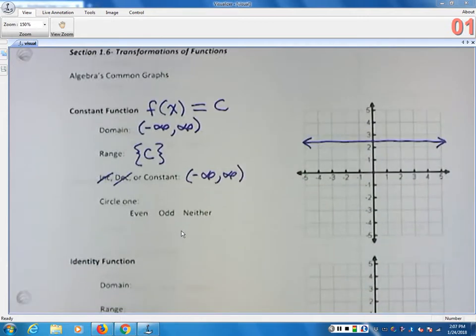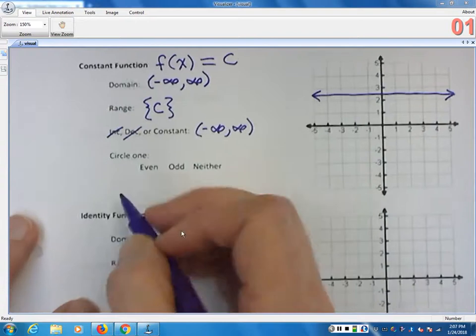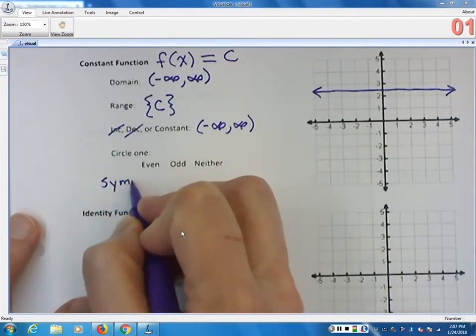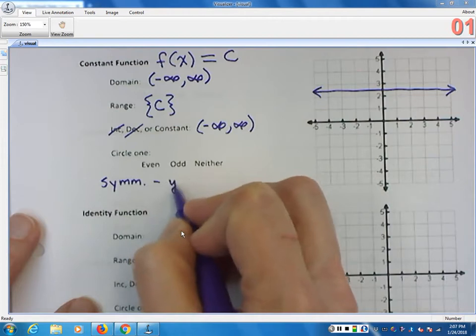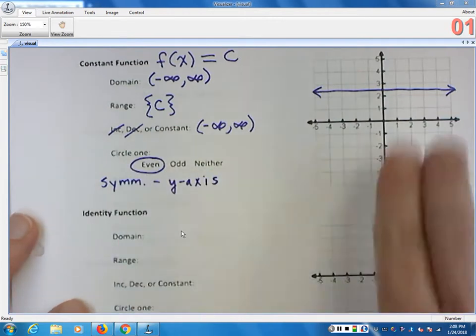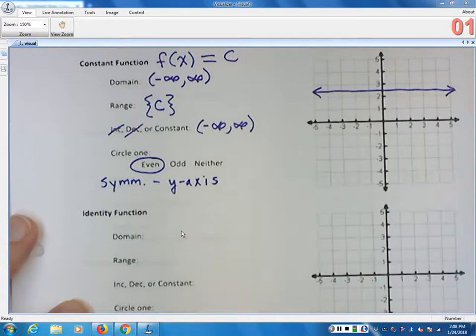And is this function even, odd, or neither? Now we're just going to use the symmetry. This is symmetric with respect to the y-axis, so it's even. If we flip it about the y-axis, it lands on itself.